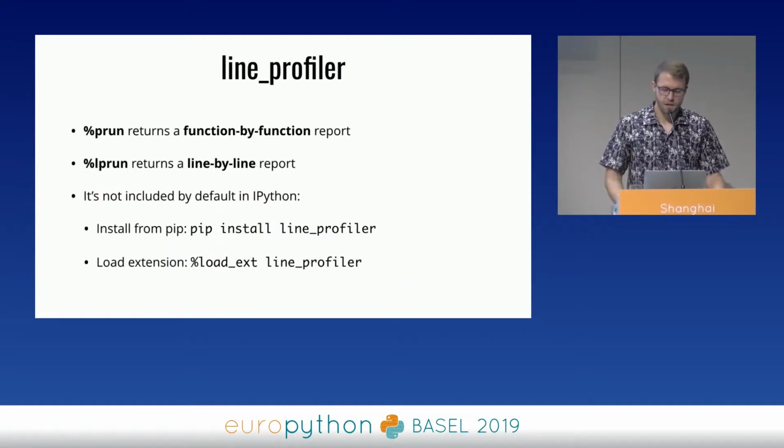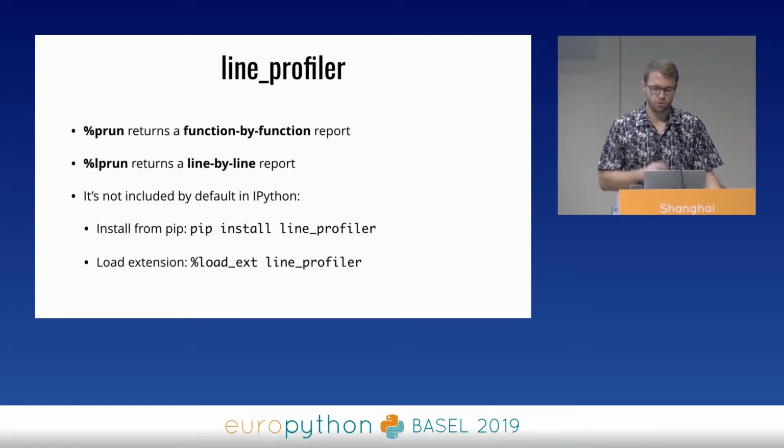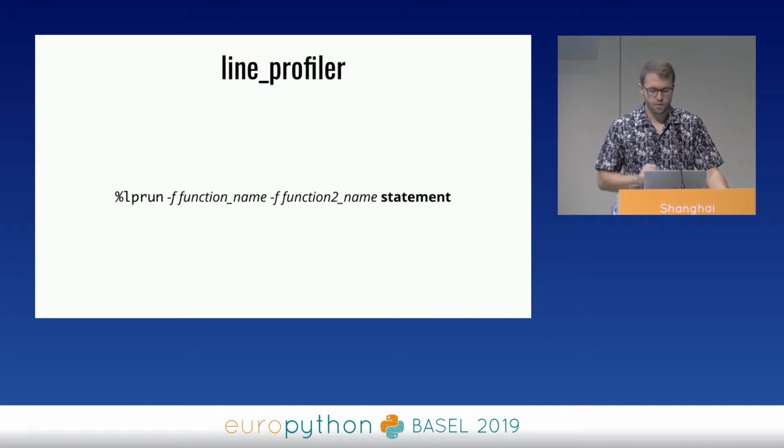Another interesting type of profiler is line profiler. The prun will report how much time each function took, but the line profiler or LP run will give you even more detailed information and show you a line-by-line report of how your code was executed. Since this profiler is not included by default with IPython, you have to install it from pip and then load it as an extension. Once you do this, you can use the magic LP run command.